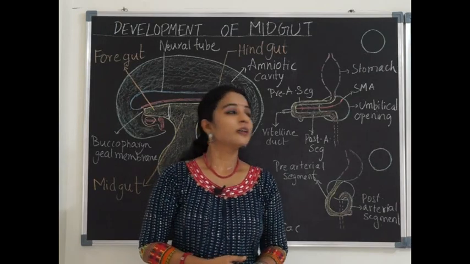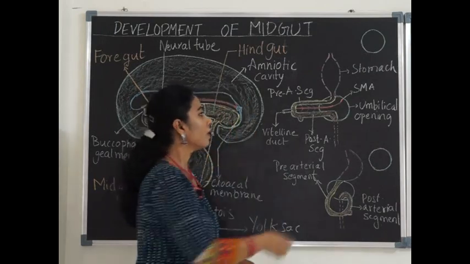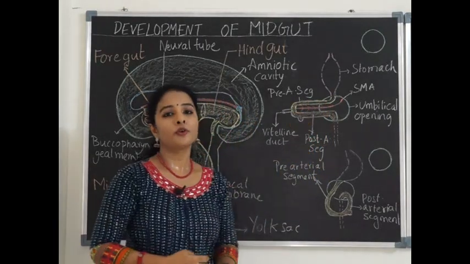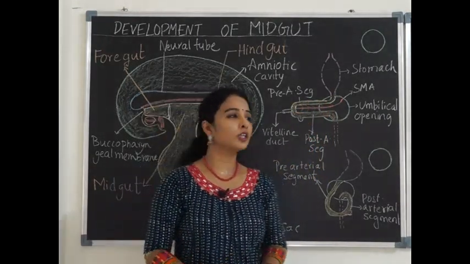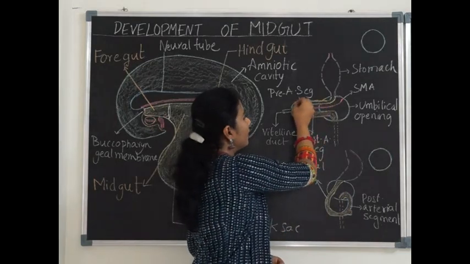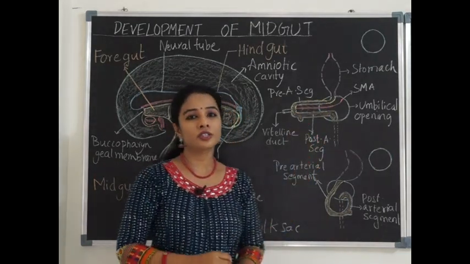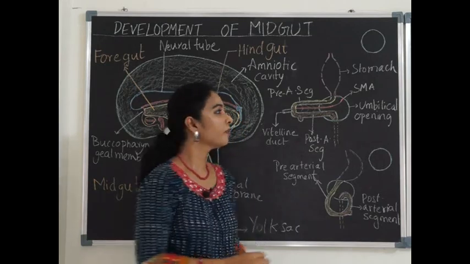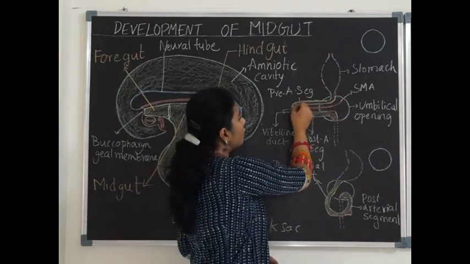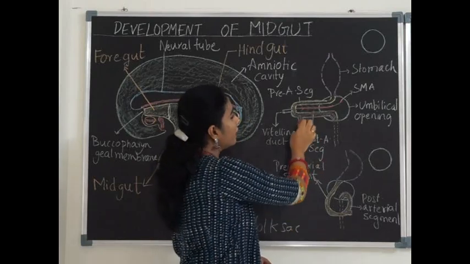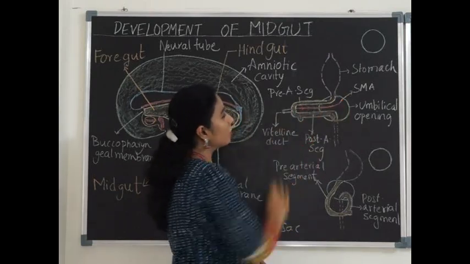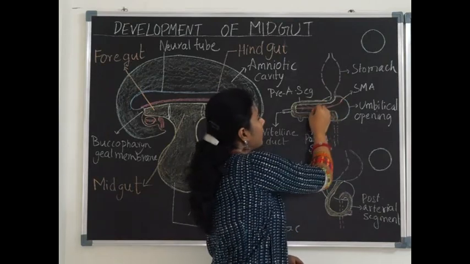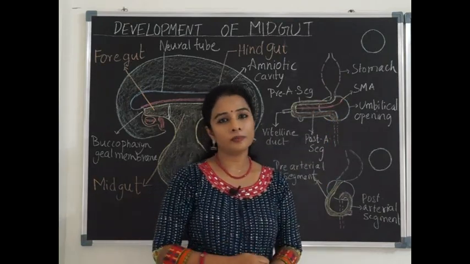So instead the midgut loops out from the umbilical opening, protruding into the extra-embryonic coelom. This loop, when it protrudes, is called a physiological hernia, which is a very normal condition. When it protrudes out along with the midgut, we see the dorsal mesentery also comes along with the midgut. Unlike the foregut, the midgut has only a dorsal mesentery.